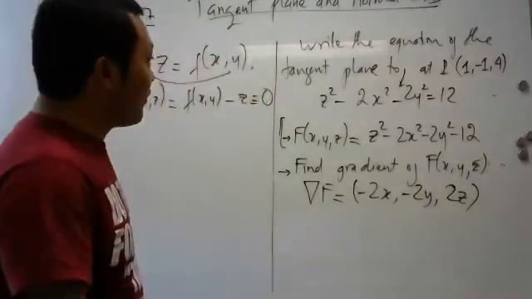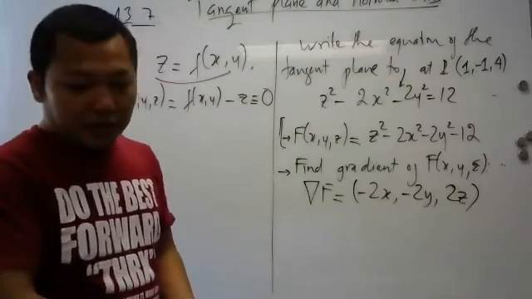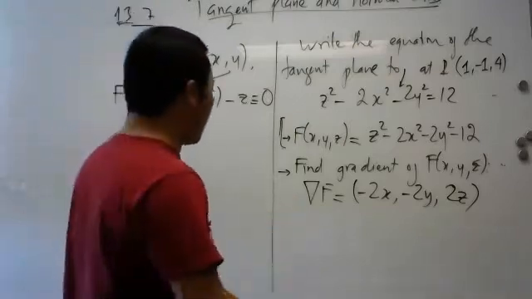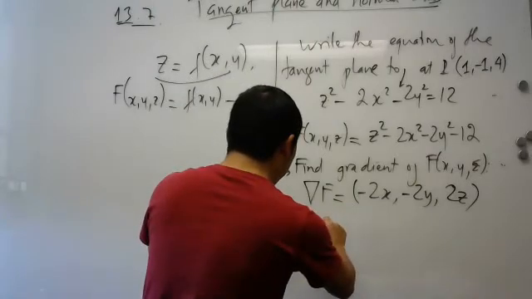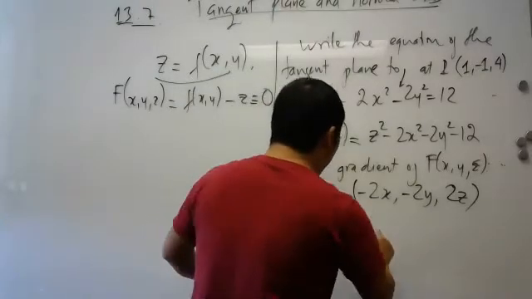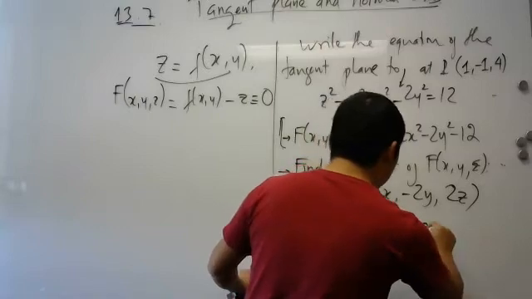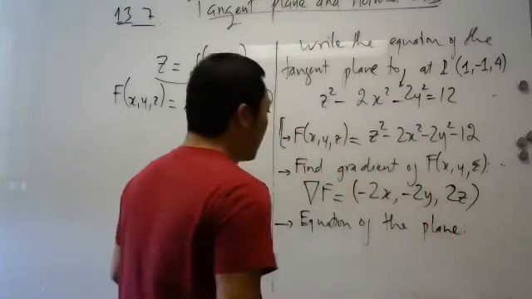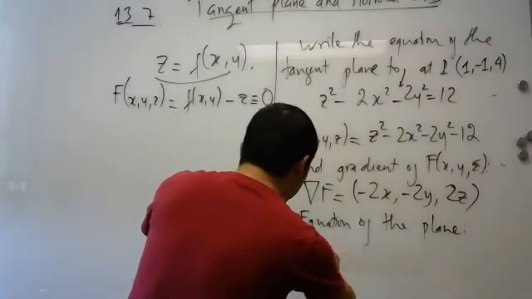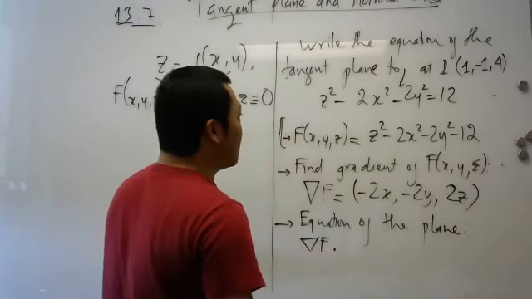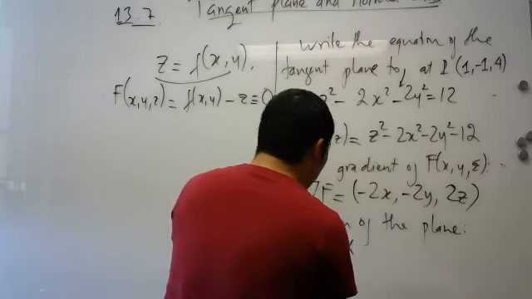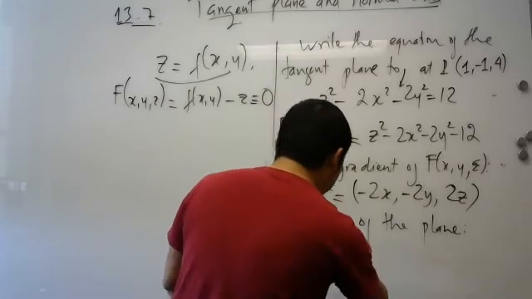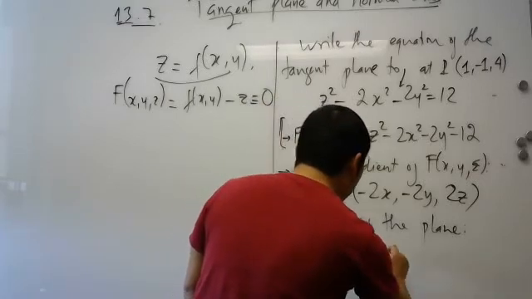Once we have the coordinates of this point, you can plug in to find the gradient vector. And then the last step is the equation of the plane. The equation of the plane is the gradient of f dot product with PX equal to 0.